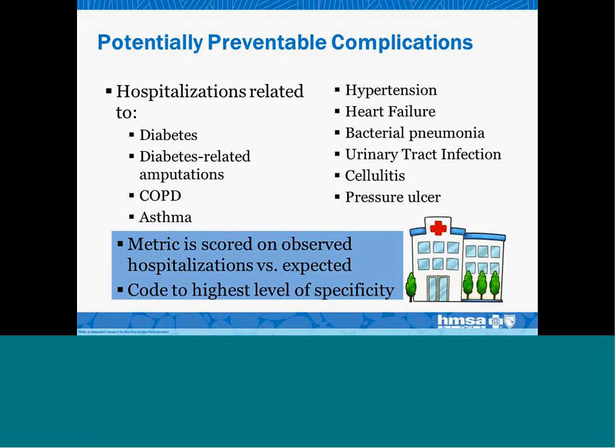And again, we're looking at a metric that is scored on observed hospitalizations versus expected hospitalizations, which means that a population that has a high proportion of diabetic members with complications would be expected to need more time and more care in the hospital than a population of diabetics that are very well controlled with their A1C scores. So we ask that you do your best, again, to code to your highest specificity because it's directly related to our overall score on some of these quality metrics.